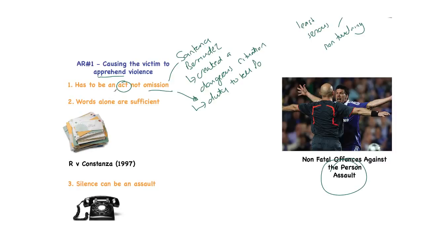Now, acts are relatively straightforward, but the way in which the law has developed in this area has demonstrated that an act does not have to be a physical act from the defendant. The first thing to look at is that words alone will be sufficient to cause the victim to apprehend violence. The case we use for this is Constanza, and it's a stalker case really. What happens in Constanza is the defendant wants to form a relationship with the victim, and she doesn't want to. Quite obvious when you see what he does afterwards why she wouldn't want to.